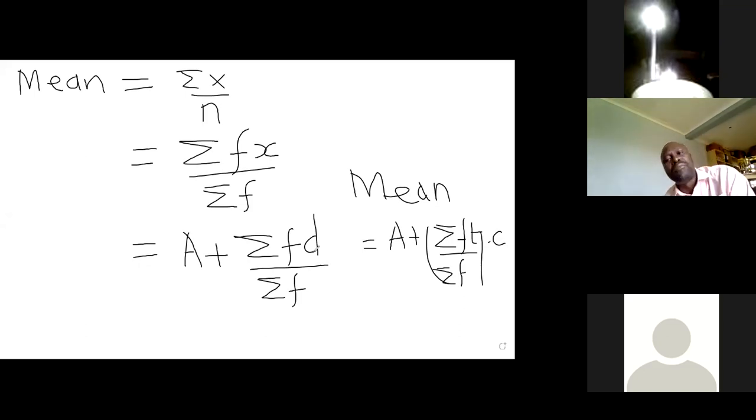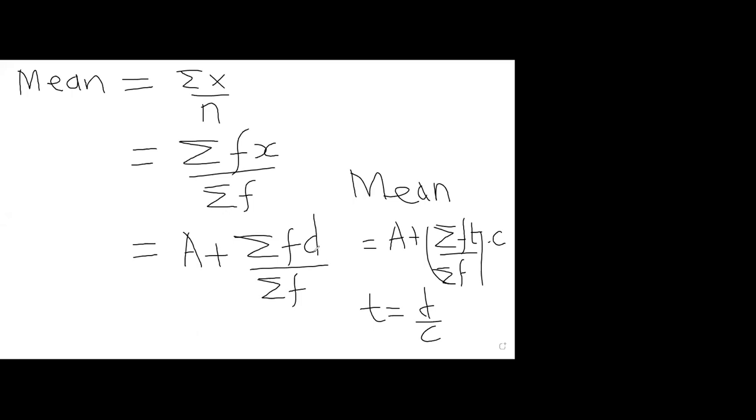That system, some books call it coding. So T comes from D. T is equal to D over C. So if you replace D by T, then that formula we somehow adjust it. D over C, you get T. That means you change the value of D, it becomes TC. It's a product. So you replace the value of D by T times C. So the formula becomes that.